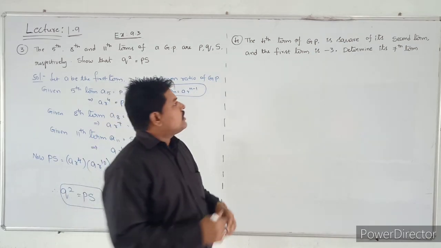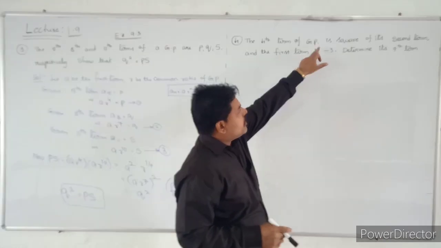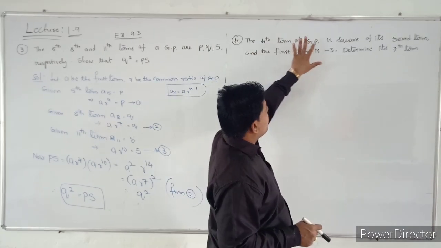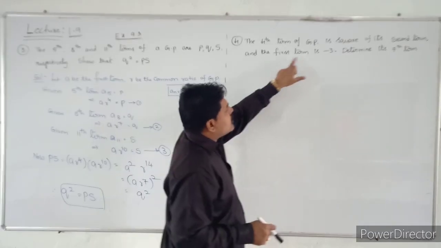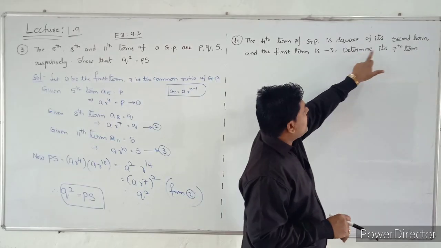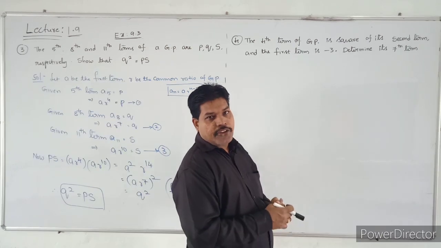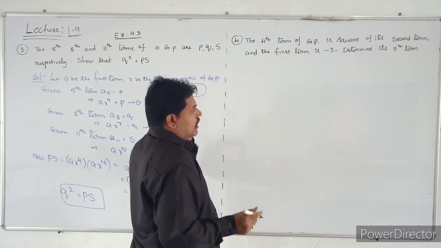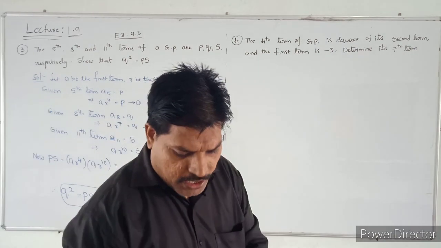Yes. See students, question number 4. The fourth term of a geometric progression is the square of its second term, and the first term is minus 3. Determine its seventh term. They are asking you to calculate the seventh term. So how to calculate the seventh term? First see what I am taking. I will take it similarly.